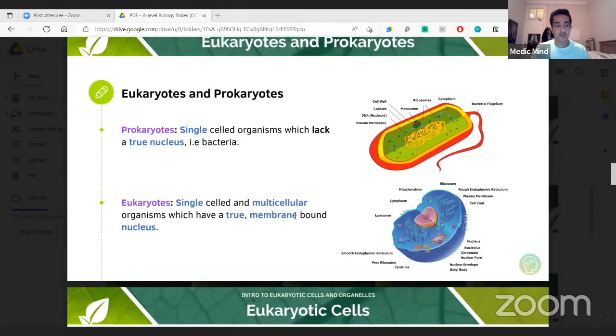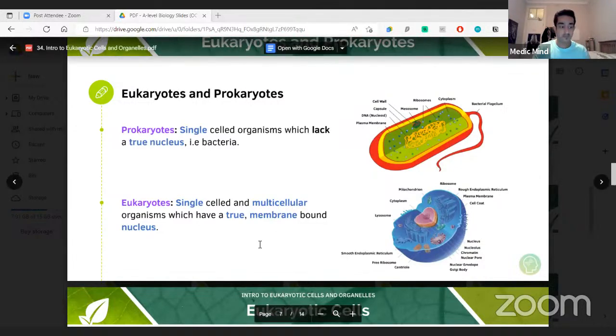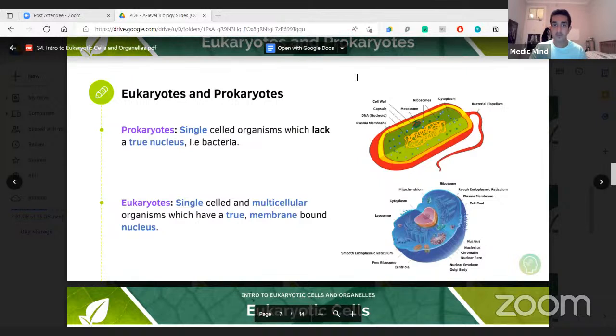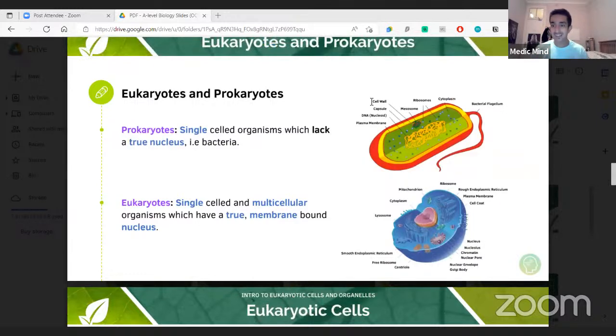Eukaryotes are single-celled and multicellular organisms. So eukaryotes can be single-celled as well, but often they will be multicellular, larger organisms, which have a true membrane-bound nucleus. This is really important. It's a membrane-bound organelle, which basically means that the nucleus is surrounded by its own membrane. And that's really important because what that does is that protects the nucleus. It protects the genetic material inside.